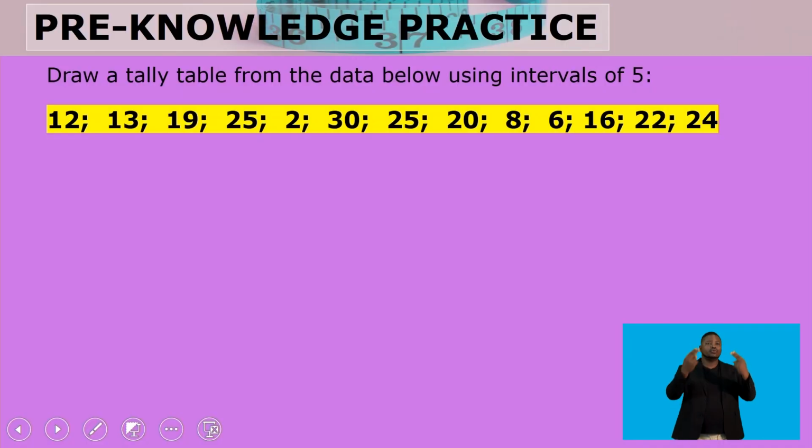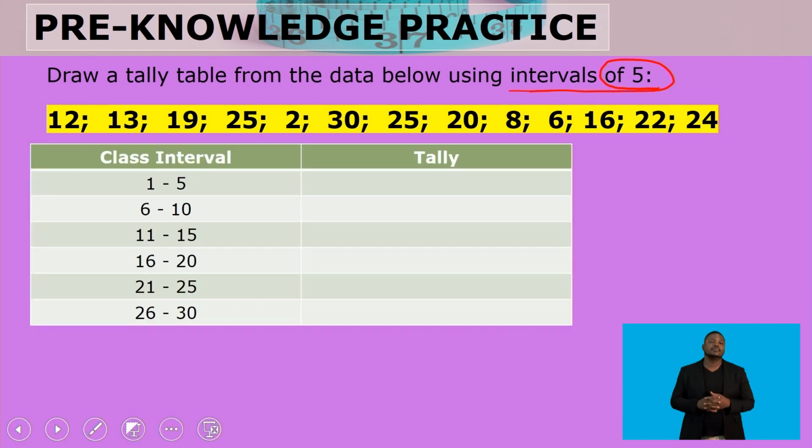Draw a tally table from the data below using intervals of 5. All right, so intervals of 5 spaces, and you'll see what I mean by that in a second. Let's just go on there. So what I've done again is I've completed the class interval column for you and the tally. Now notice the difference here.